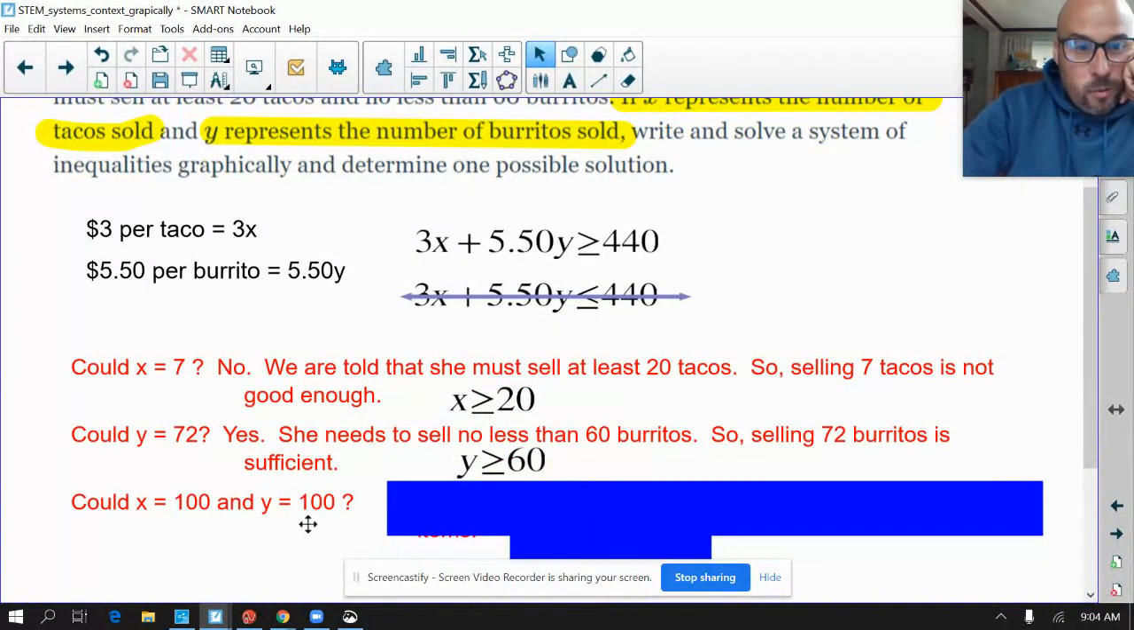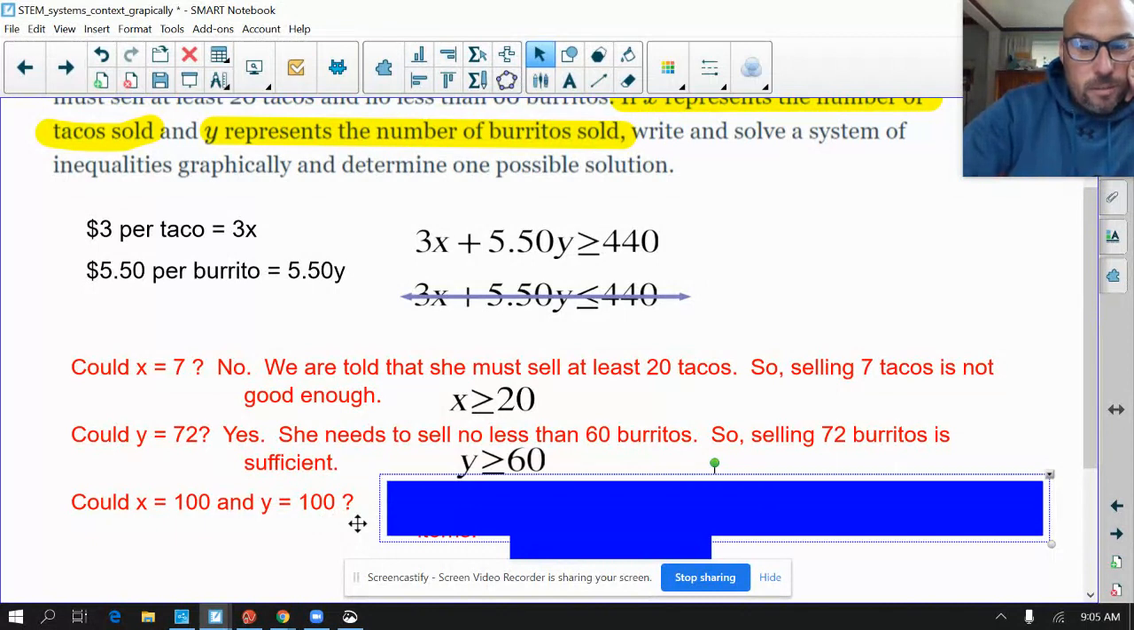Could x equal 100 and y equal 100? Oh, she would make so much money. 3 times 100 plus 5.50 times 100. That would be way more than 440. Is that good for Claire? That would be awesome for Claire. Can she do it? Can she do it?